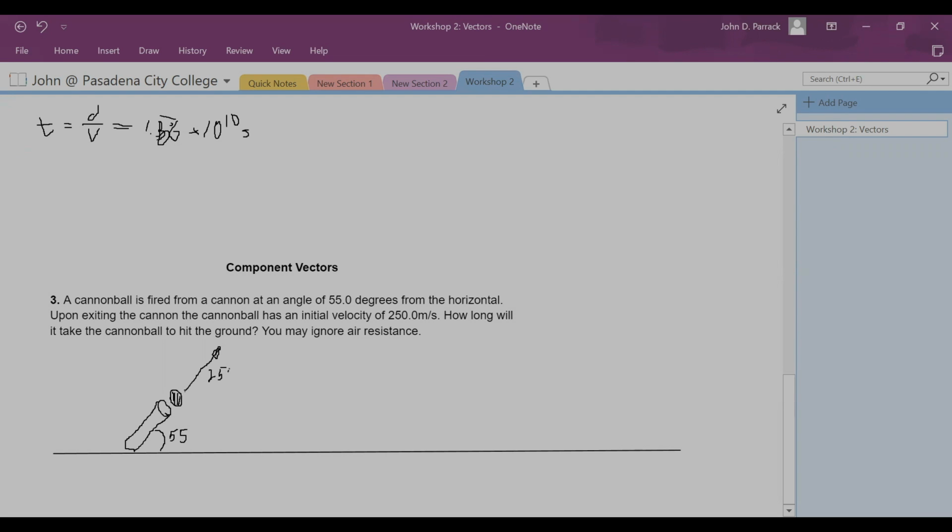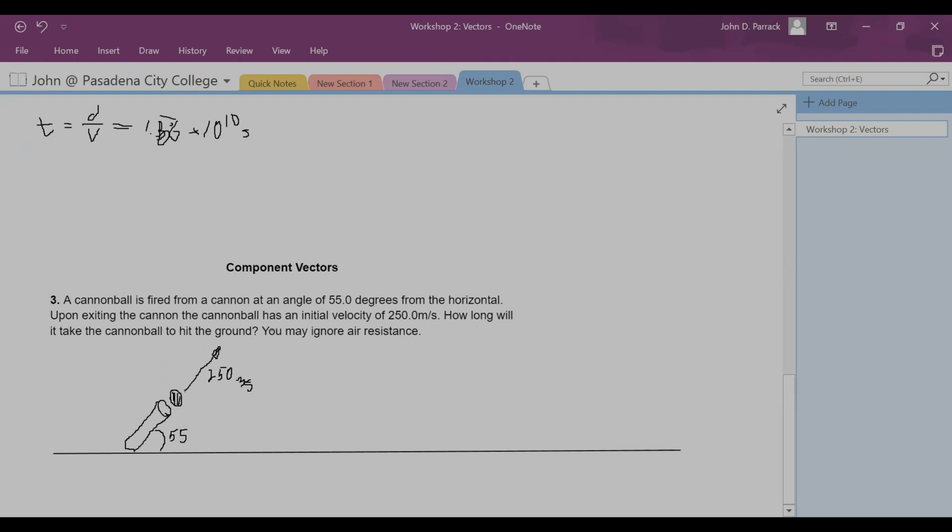250 meters per second. So if you think of miles per hour, that's what? That's over 500 miles per hour. Astonishing. Okay, 250 meters per second is our velocity. Now the question that they ask us is, how long will it take the cannonball to hit the ground? And they say, you may ignore air resistance. All right, may ignore air resistance. We're fine to use our simple kinematic equations like you've seen in your mechanics course.